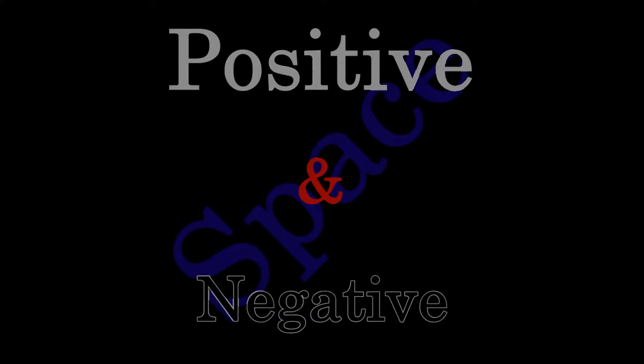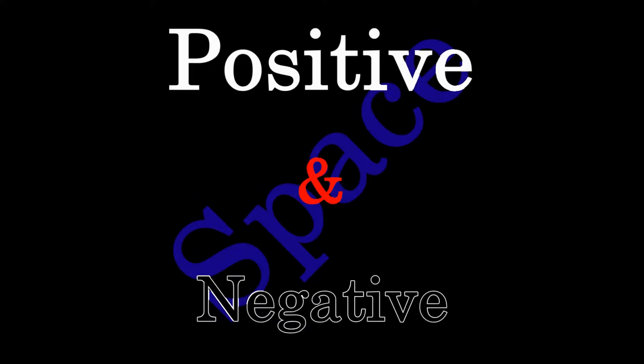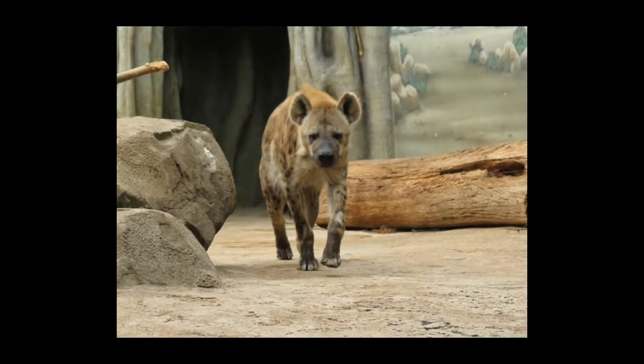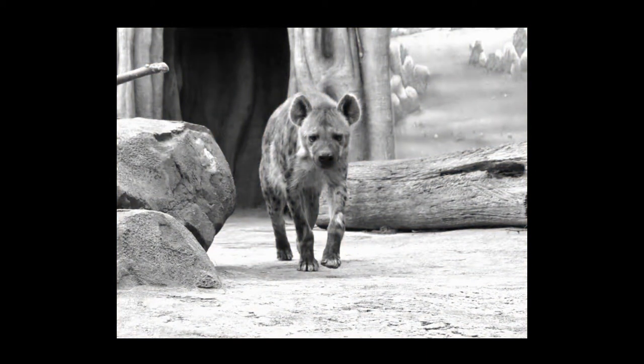Hey guys! So in dealing with rules regarding positive and negative space, usually positive space refers to the main focus or the subject of your picture, while the negative space refers to the background or the alternate subjects of the picture. These are usually differentiated by using black and white colors.